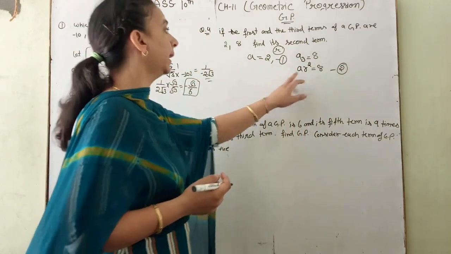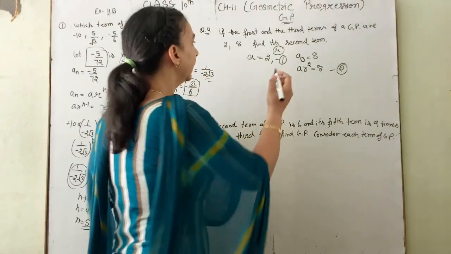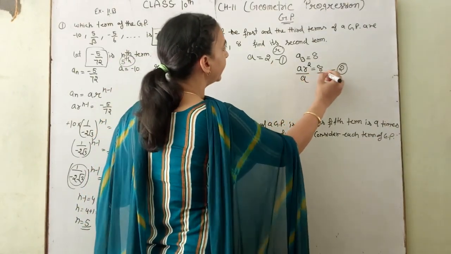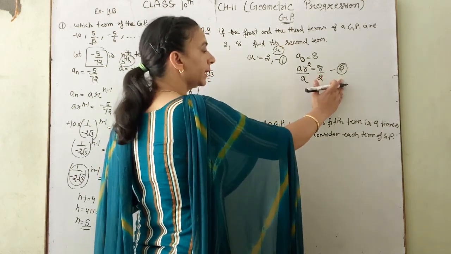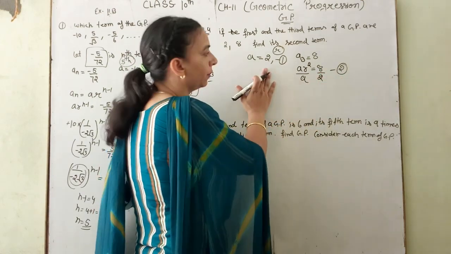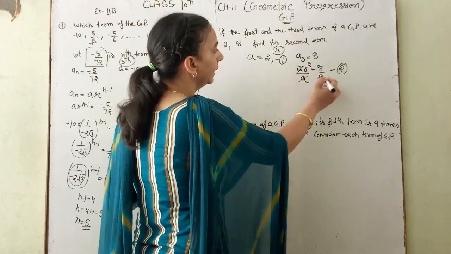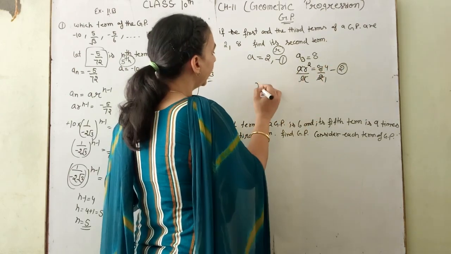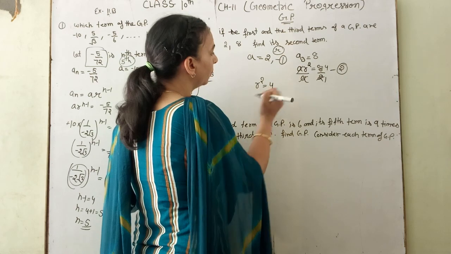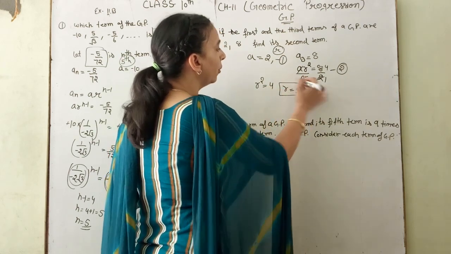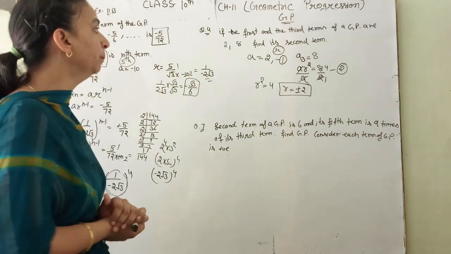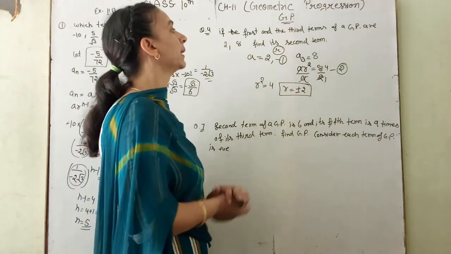Student, divide the second equation by the first equation. A and A cancel, 4 divided by 1 gives 4, so r square equals 4 and r equals plus minus 2. The value of r is plus minus 2. Then what is the second term?